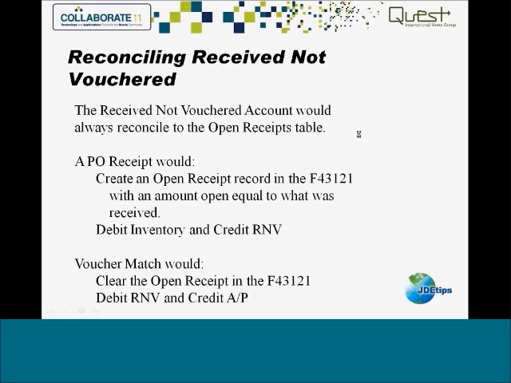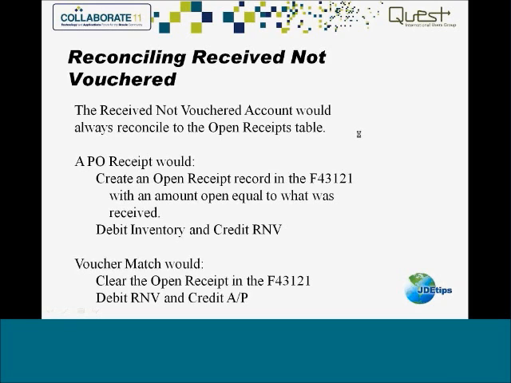And I'm sure some of you are involved in reconciling received not vouchered to open receipts, so you'll be quite familiar with this. If not you, somebody in your company probably is. So basically, when you do a PO receipt, it does two things. It creates an open receipt in the 43121 table, and the accounting is it debits inventory if you received an inventory item, and it credits received not vouchered. And then the next step, voucher match, clears the open receipt.